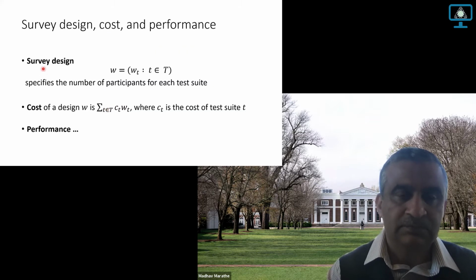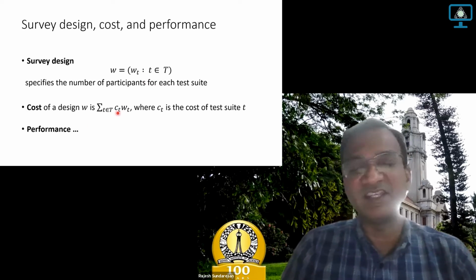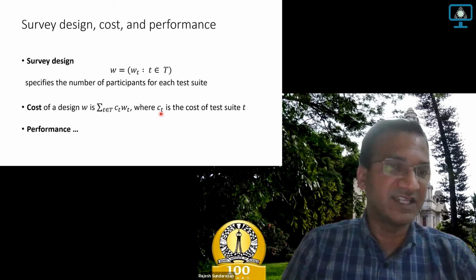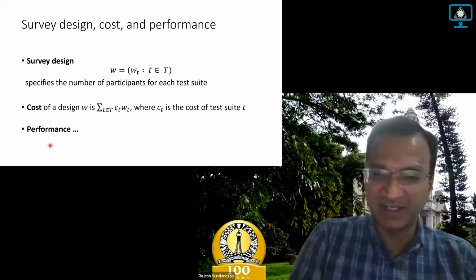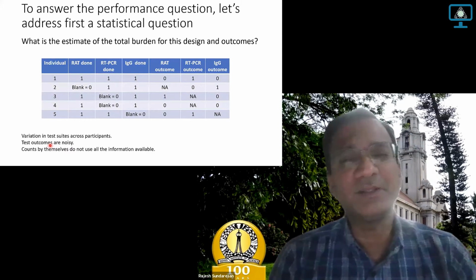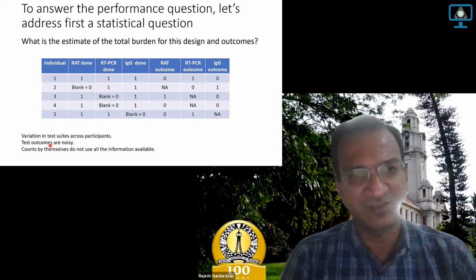Okay, so that's the survey design, the set of WTs. The cost is just linear in this cost, and CT itself is linear in the test costs. So what's the performance of this design? To answer the performance question, I'll first have to address a statistical question. So let's look at that.